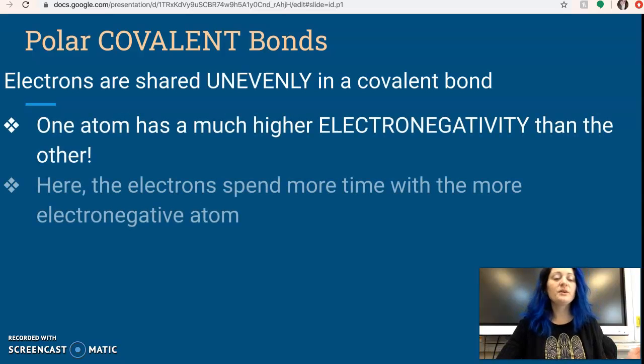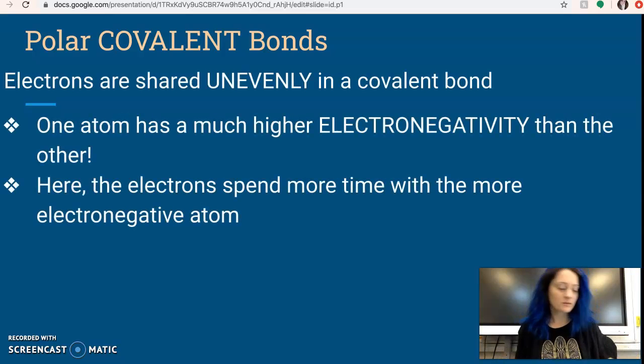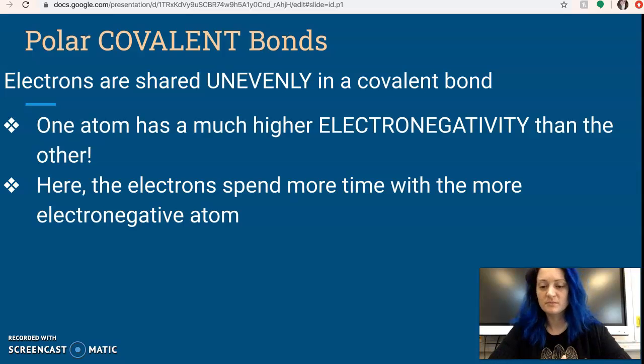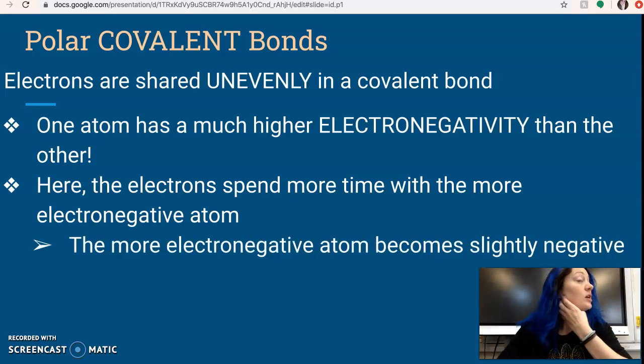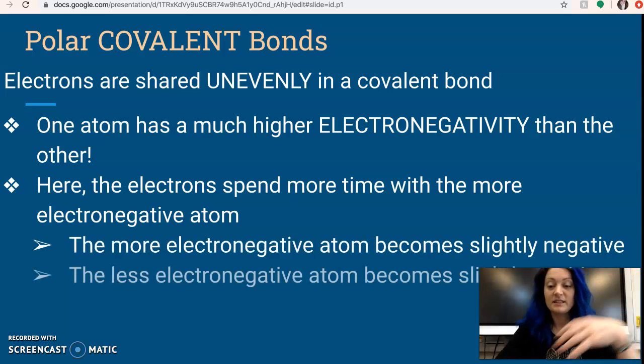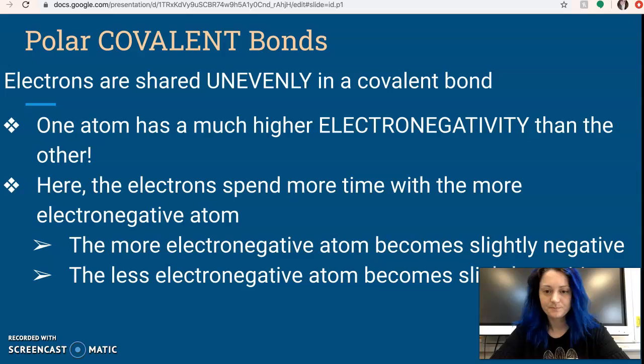All right. So with polar covalent bonds, the word polar implies poles. Poles like North Pole and South Pole of the planet. Two opposite ends of something. In a polar bond, there are opposite ends to the bond, because what's going to happen is you're going to have a slightly positive and a slightly negative end to the molecule.